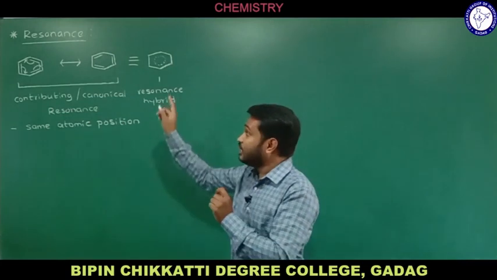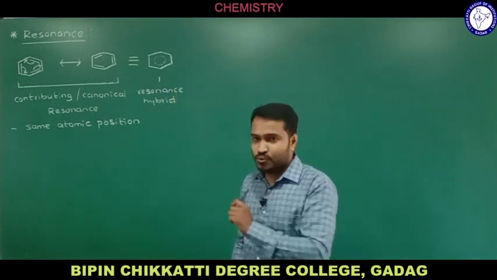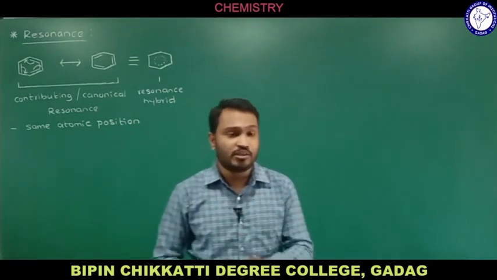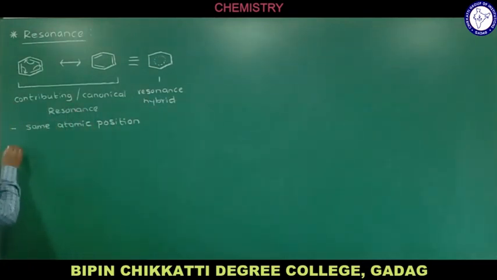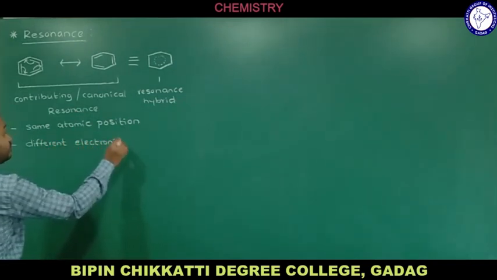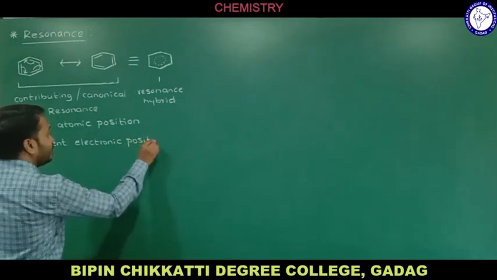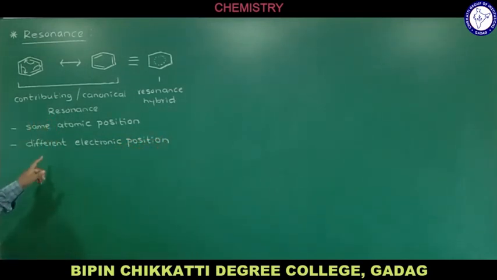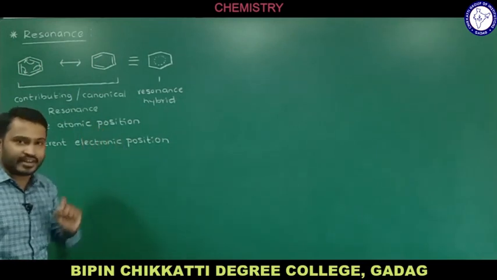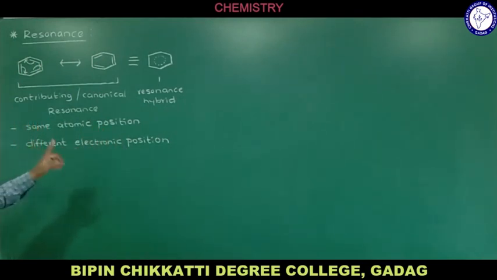If you consider the same example, we have a carbon over there and hydrogen over there, the position of carbon and hydrogen is fixed. So remember that in resonating structures, the position of atoms should be same, they are not supposed to change. The second rule is different electronic position. Atomic position should be same, whereas the position of electrons should be different. So here we have pi electrons in this contributing structure, and when you compare one more contributing structure, the position of electrons is not same, they are different actually.